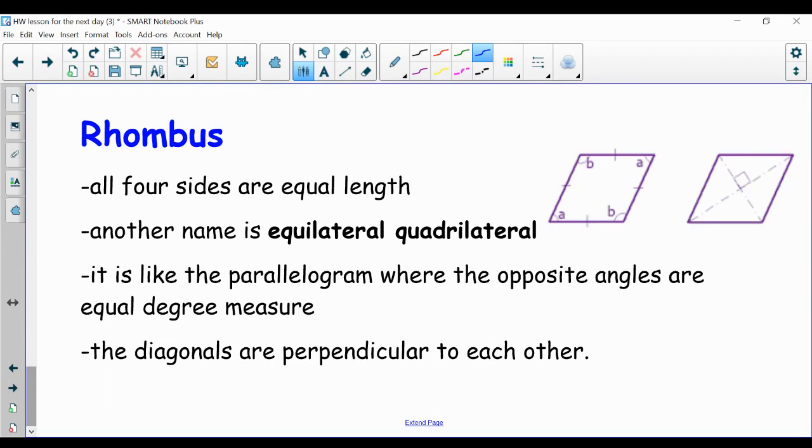It is like a parallelogram where the opposite angles are equal degree measure. I would say rhombus is very similar to square and parallelogram. Square has all four sides equal, but a square has all four angles 90 degrees, right angles. Parallelogram doesn't have all four sides equal. So that is the difference between rhombus, square, and parallelogram. The last one, the diagonals are perpendicular to each other. Let's look at the one on the right. You see the diagonals making a 90-degree angle here, perpendicular again.